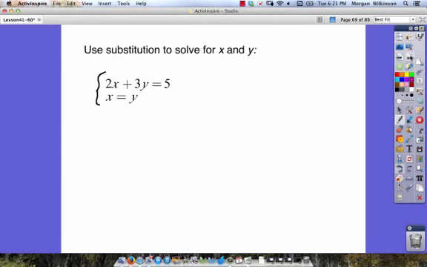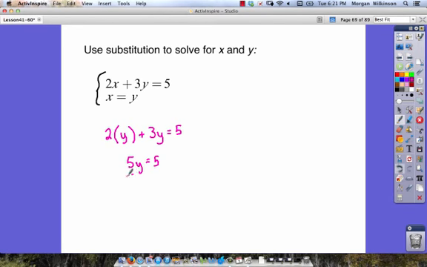All right. We want to use substitution to solve for x and y. Here we have a different one. 2x plus 3y equals 5, and it says x equals y. This is a nice one because if x is equal to y, then wherever we see x, we can substitute in y to help us find our values. So 2 times y, because we're substituting y in for x. 2y plus 3y is equal to 5. 2y plus 3y, that must be 5y. So 5y is equal to 5.